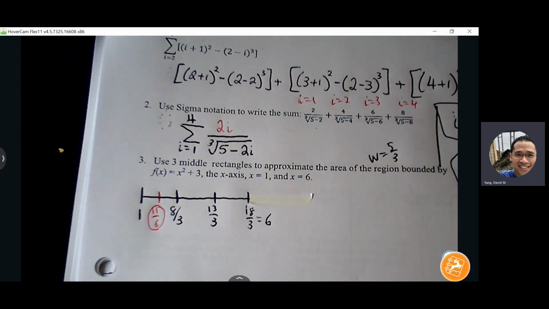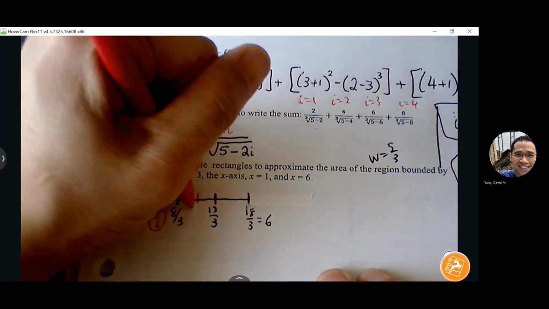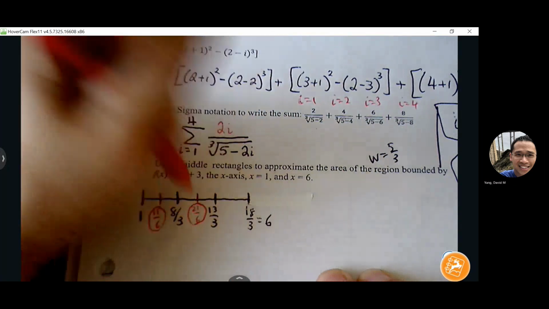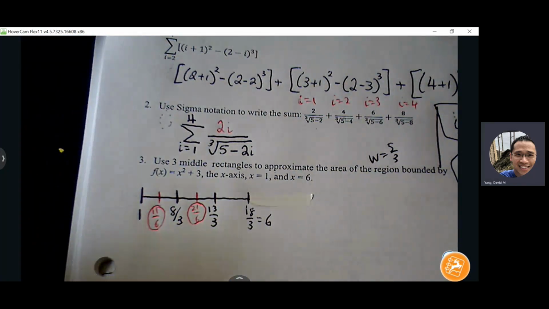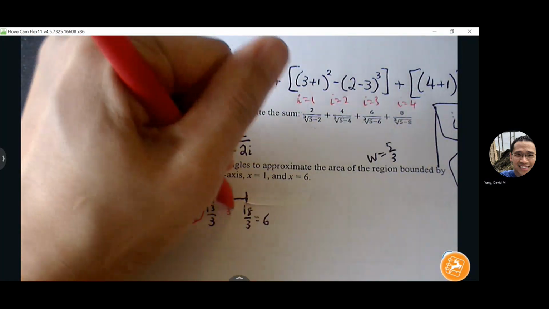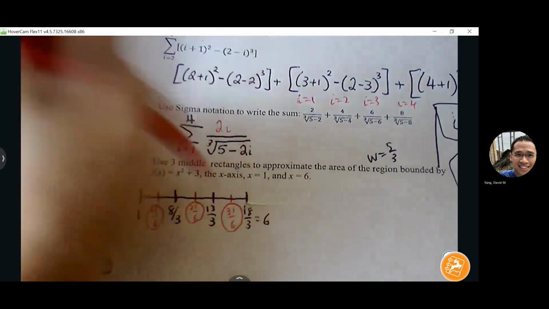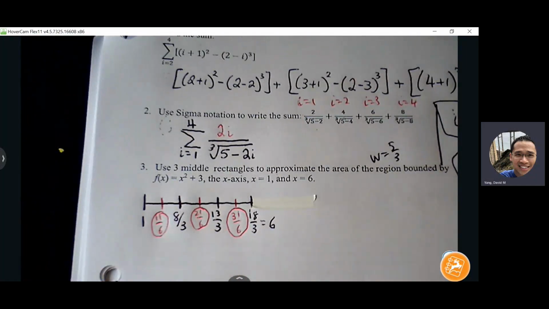8/3 plus 13/3 divided by 2 will give you 21/6. So again, you're just averaging the two numbers and dividing by 2. And then between 13/3 and 18/3, this will give me 31/6. So these are the x values we want to connect to the graph to use as heights.